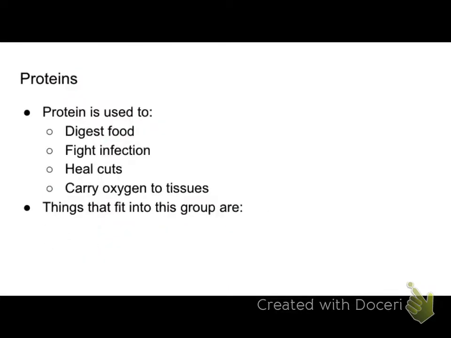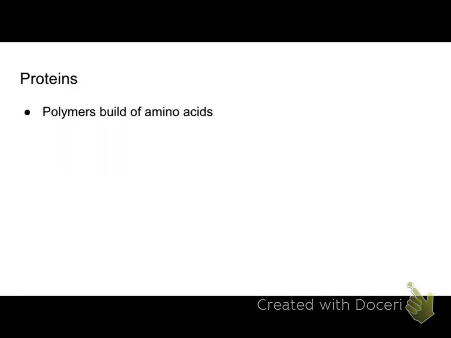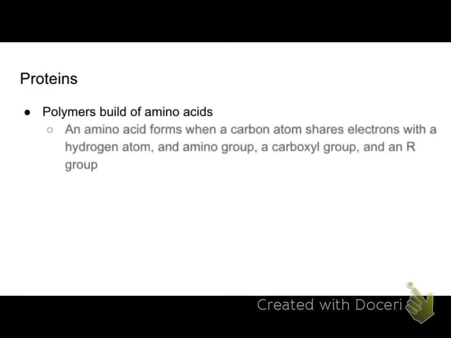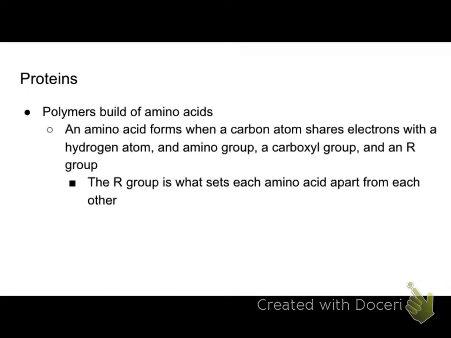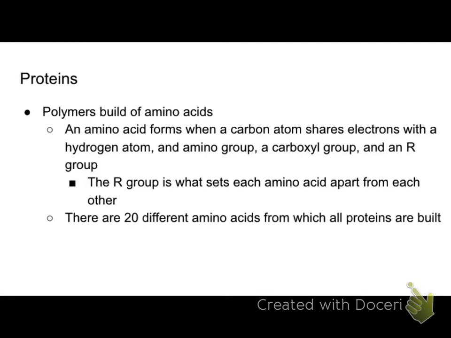So let me back way up to where we were before. The R group is what sets each amino acid apart from each other. So each amino acid has its own separate type of R group. In total, there are 20 different amino acids, okay? So the rest of it all looks the same, but there are 20 different R groups that can go on an amino acid, and depending on what R group you have, you get a different amino acid.